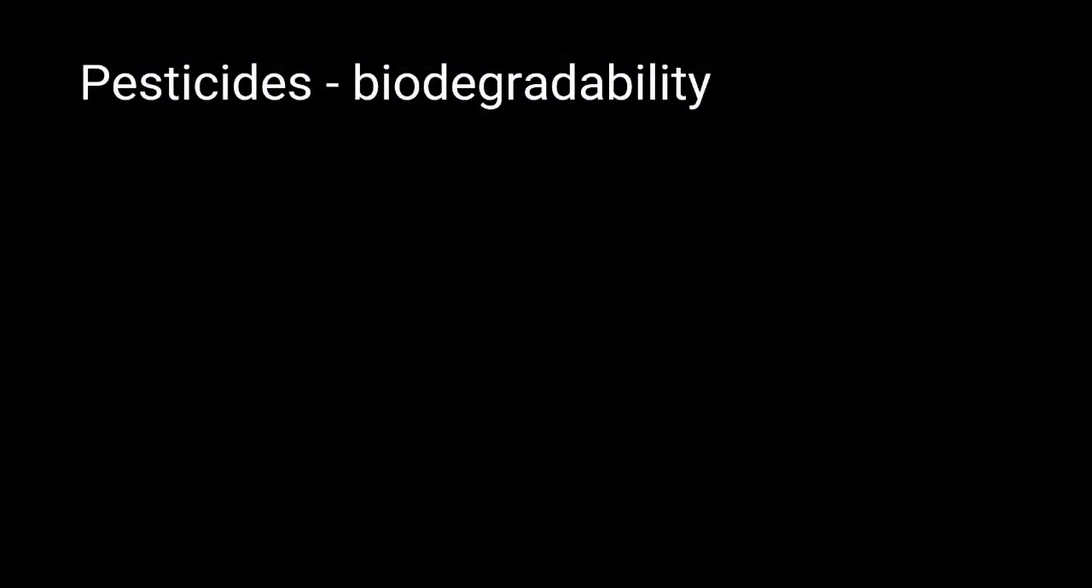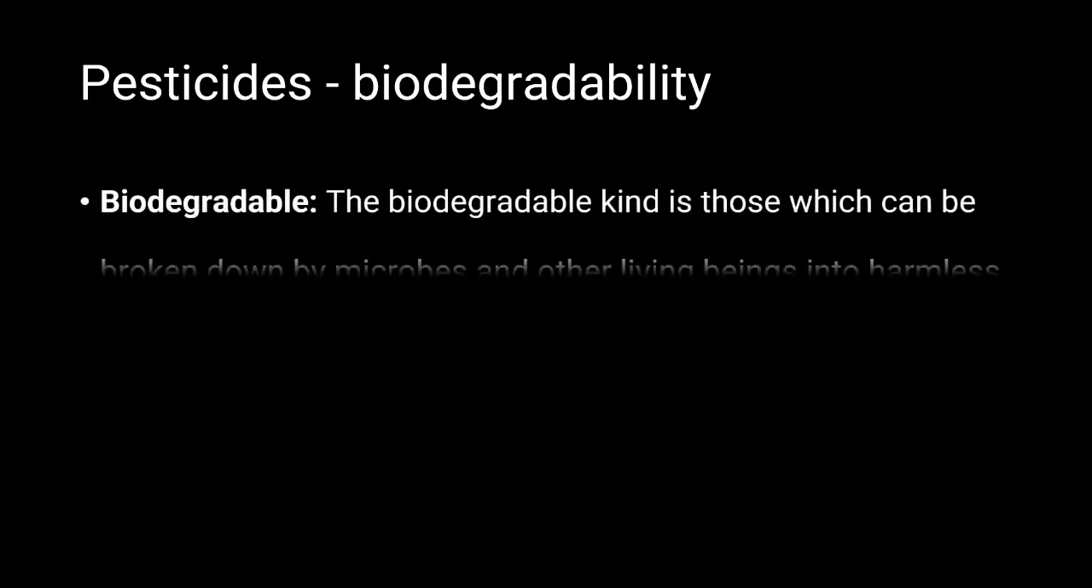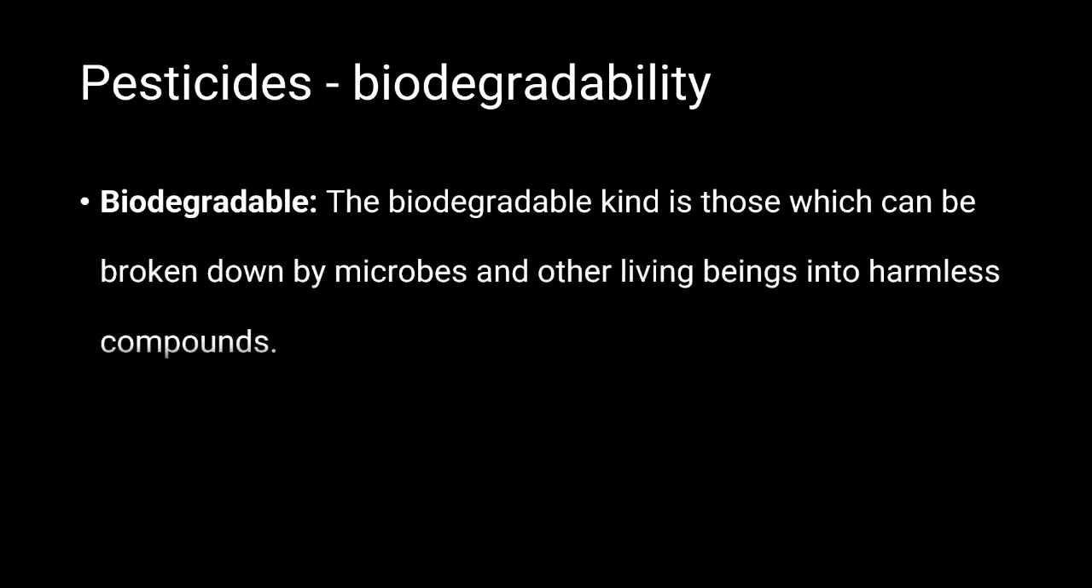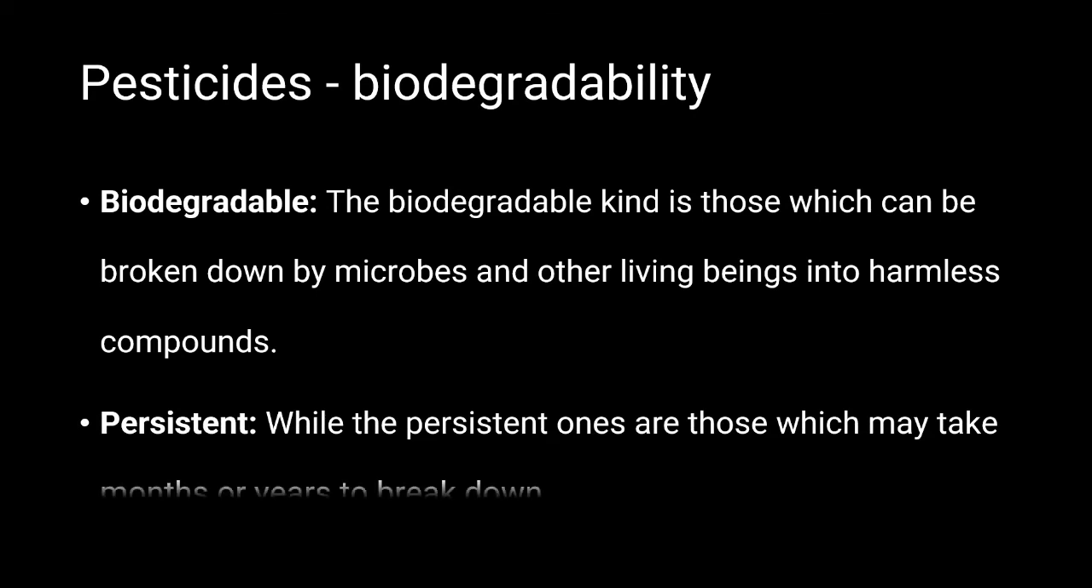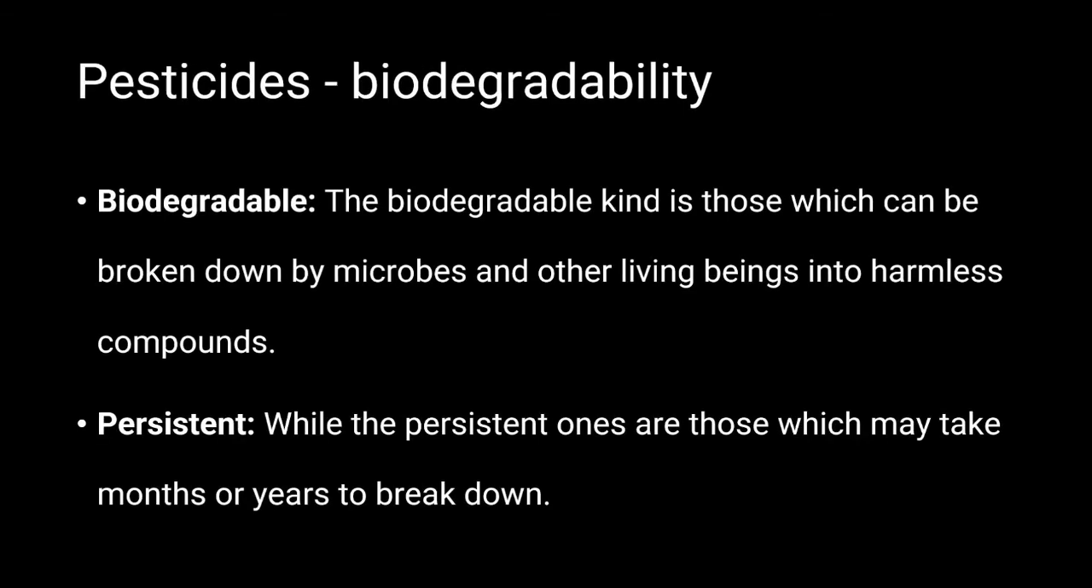Pesticides are also classified based on biodegradability. 1. Biodegradable. The biodegradable kind is those which can be broken down by microbes and other living beings into harmless compounds. 2. Persistent. While the persistent ones are those which may take months or years to break down.